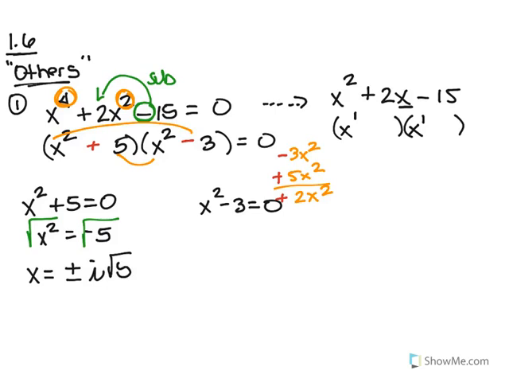I square root of 5. Good. That's 2 answers. Okay? This problem has 4 total answers. It's a 4th degree. Okay? So you got positive I square root of 5 and you got negative I square root of 5.